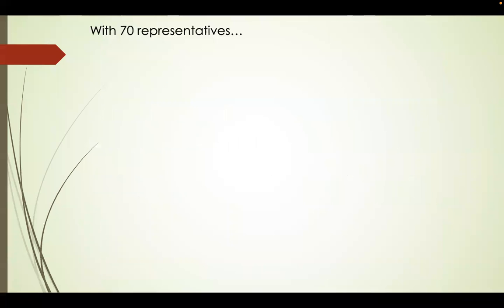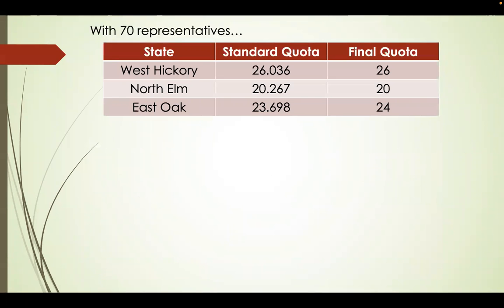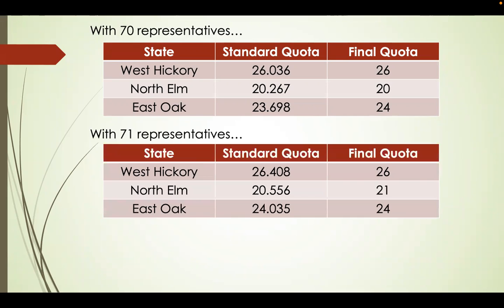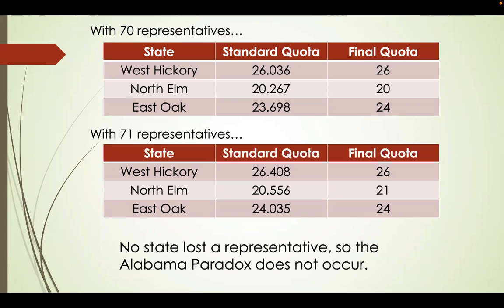So when we had 70 representatives, it looked like this: 26 for West Hickory, 20 for North Elm, and 24 for East Oak. When we moved to 71 representatives, now we're at 26, 21, and 24. No state lost a representative, right? North Elm gained that extra seat, but nobody lost. So since nobody lost a representative, the Alabama paradox does not occur.